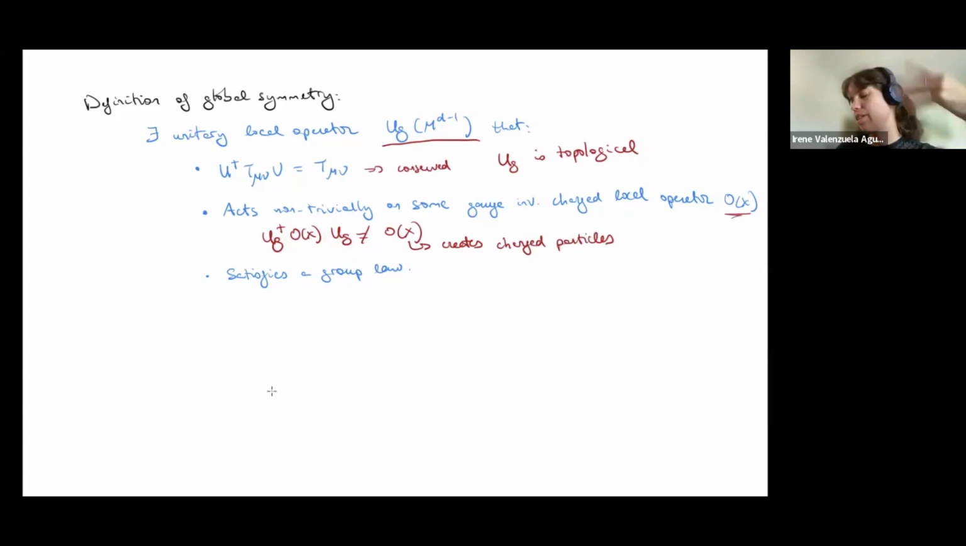And then the third criterion typically is that it satisfies some group law. Now we're going to see how this can also be generalized, but this is the basic definition of a global symmetry.